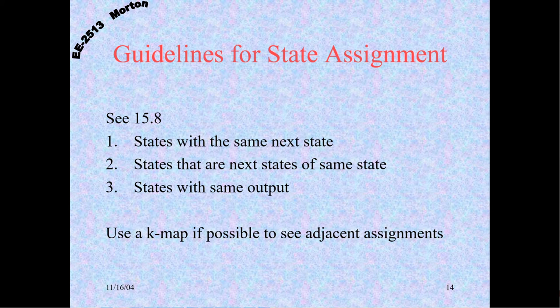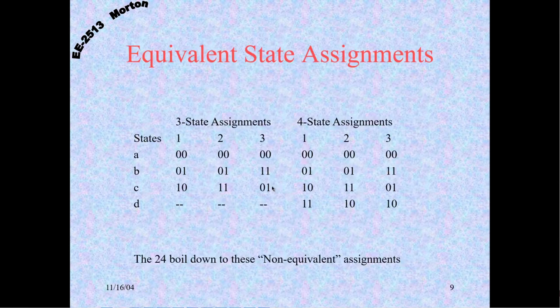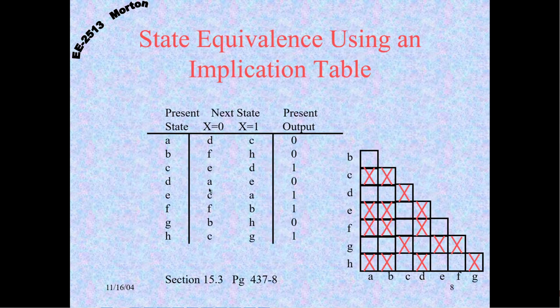Okay, states that are the next states of the same state should get adjacent assignments. Okay, so what we just looked at here was, what did I see? So like in this case, F and B are the next states of state F. So we should try and give F and B adjacent assignments. Okay? C and A are the next states of E, so we should try and give C and A adjacent assignments. And then A and E are the next states of D, so we should try and give A and E adjacent assignments.